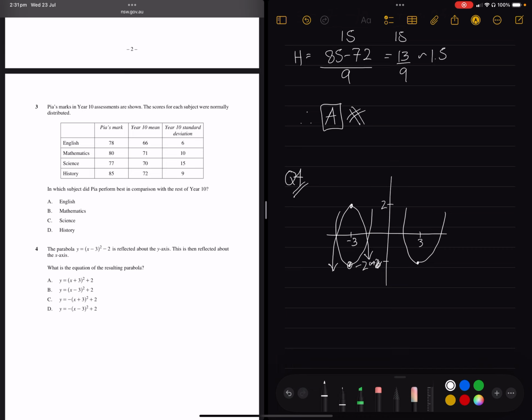So this parabola is a negative parabola. So the number in front of the squared should be a negative, so it's either C or D. It's shifted up by 2. C and D are both shifted up by 2. It's shifted to the left by 3. So it has to be an x plus 3 in the brackets. So the answer must be C. So therefore, C is the answer.